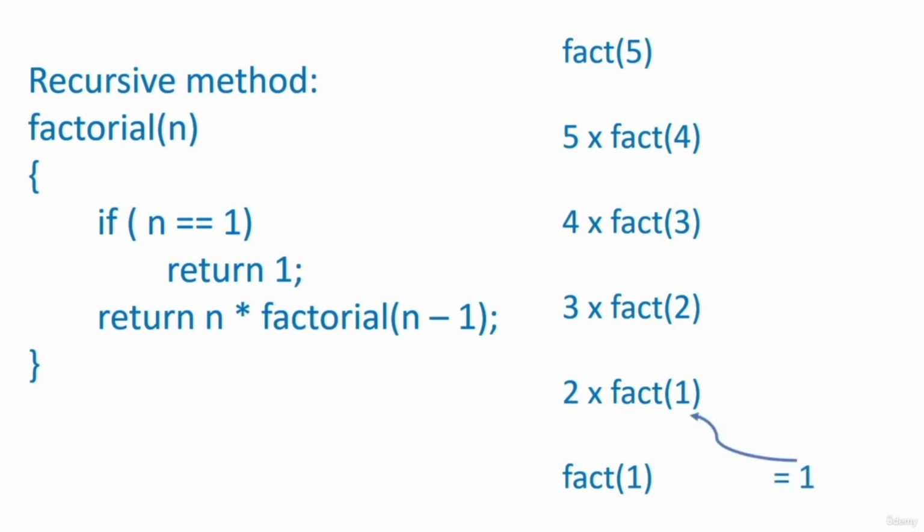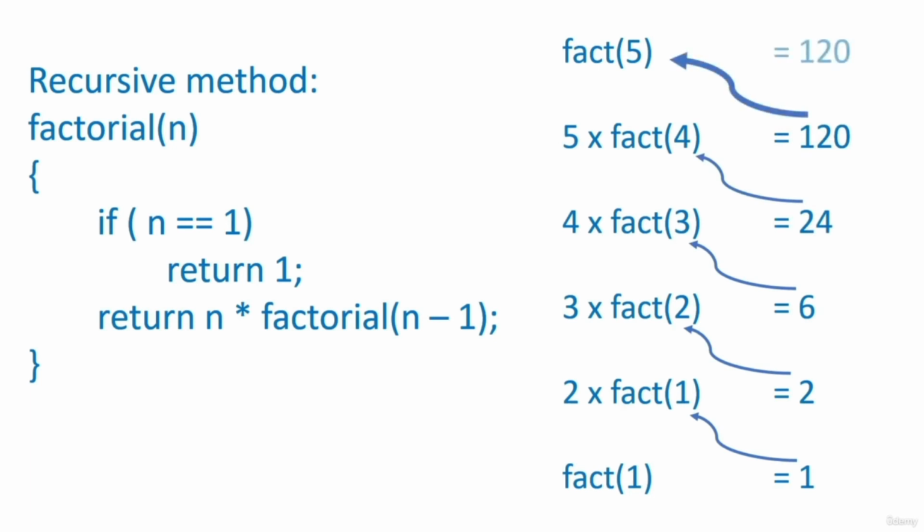So this value will go to factorial of 2 and it will get multiplied by 2, giving the result as 2. Similarly, 2 will get returned to factorial of 3 and it will become 6. It will get returned and get multiplied by 4 and it will become 24. And similarly for 5 multiplied by factorial of 4, it will become 120, and ultimately our factorial of 5 will become 120. This was the implementation of the factorial function. By this idea, you can get an intuition of how the recursive method works.